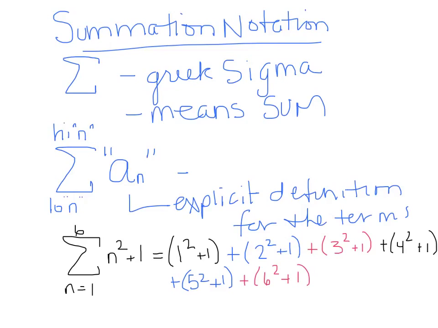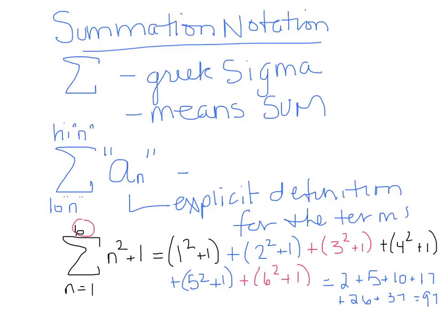So I have that. Then what happens is, I had to stop at 6, right, because this number right here told me to stop at 6. And I'm just going to add these numbers up with a calculator and get some value. Let's see. 1 plus 1 is 2, plus 4 plus 1 is 5, plus 9 plus 1 is 10, plus 16 plus 1 is 17, plus 5 squared plus 1 is 26, 36 plus 1 is 37. What do you get when you add all those up? 2, 7, 17, 34, 71, 97.